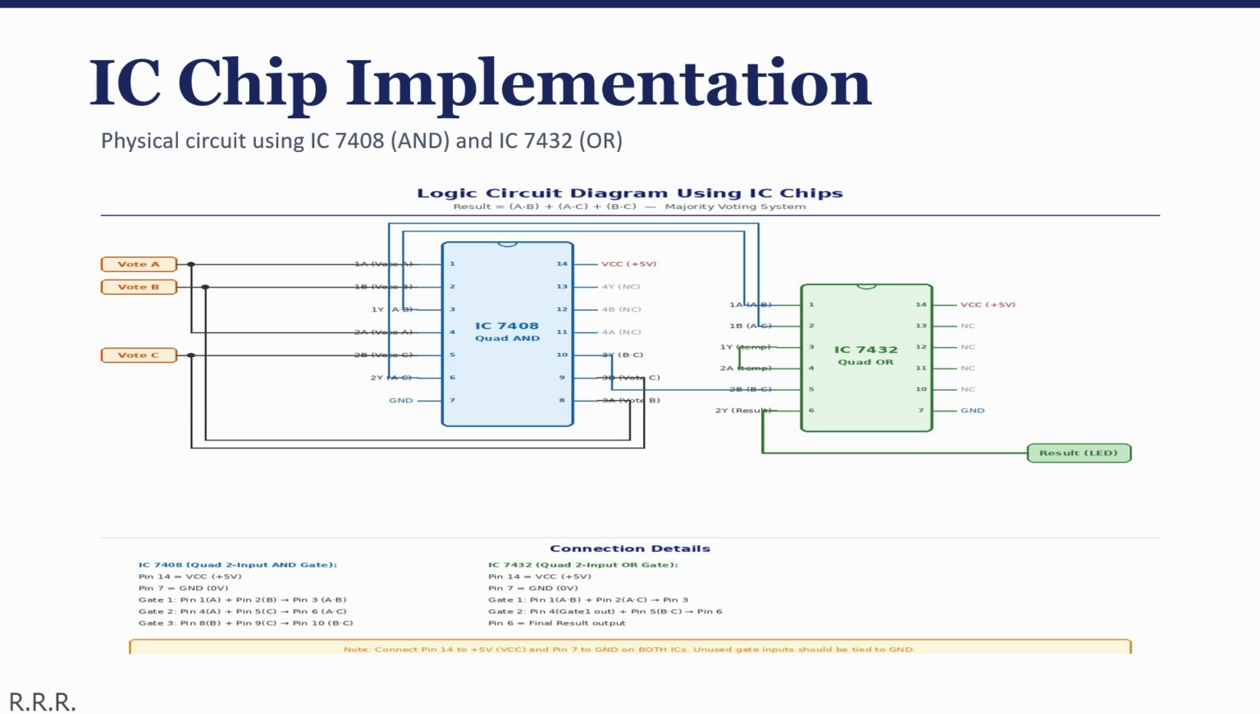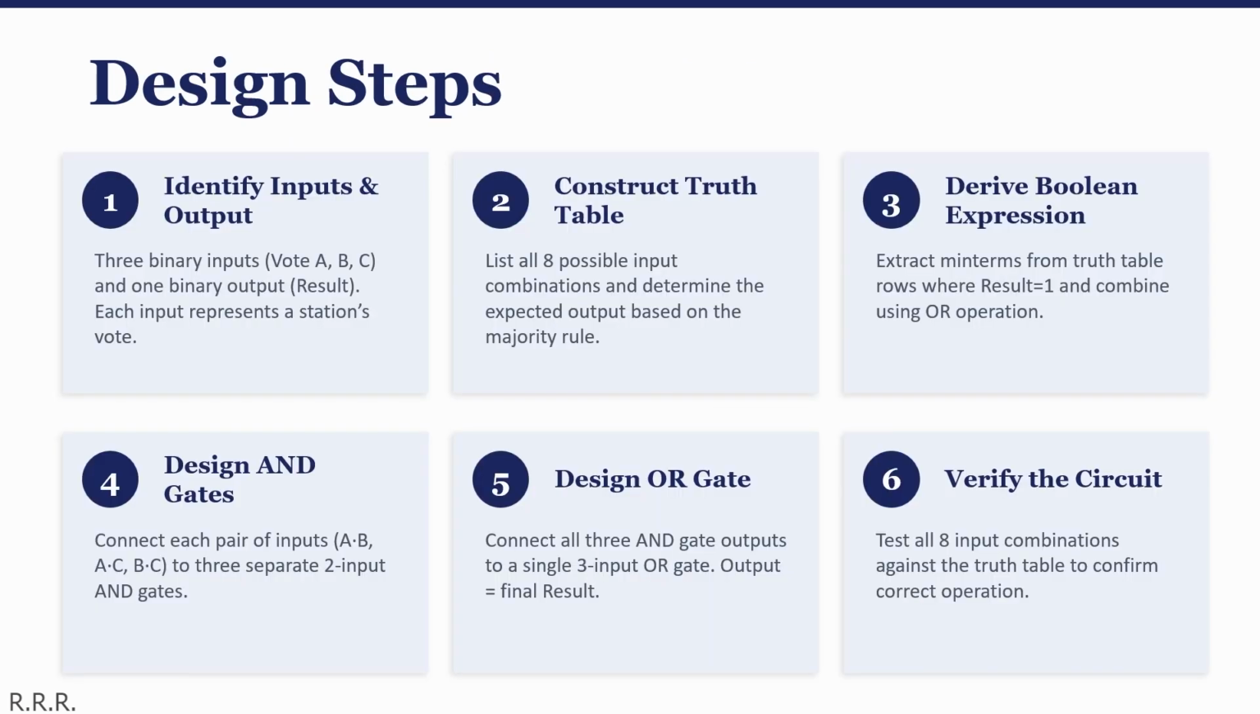Both chips require a 5-volt power supply connected to pin 14, which is VCC, and ground connected to pin 7, which is GND. The diagram shows all the pin-level connections, making it straightforward to wire this up on a breadboard or printed circuit board. Let me summarize the 6 design steps we followed to arrive at our final circuit.